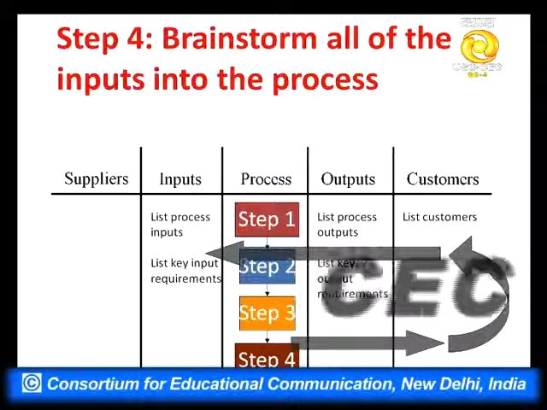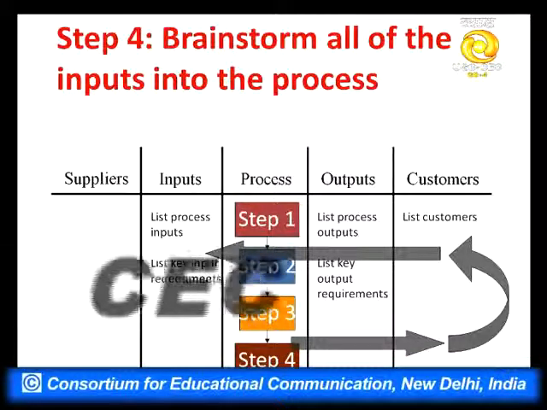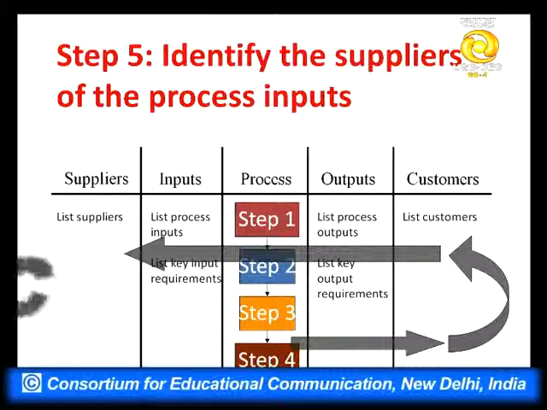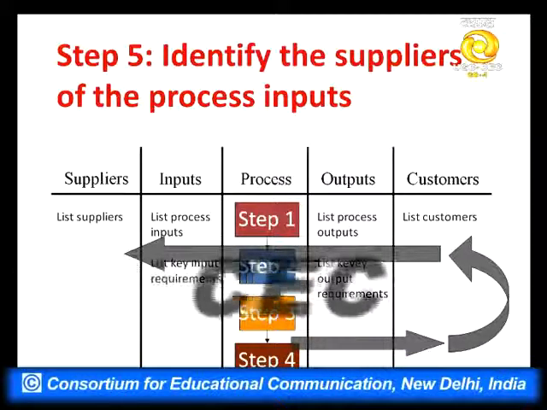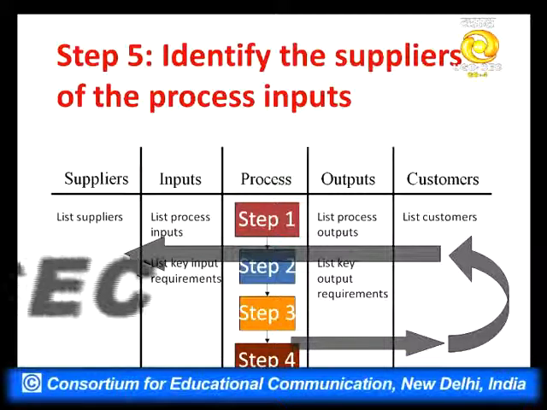And then we will go back to inputs, list process inputs, what sort of inputs are to be there, and list key input requirements, and finally list suppliers. And this completes the SIPOC diagram. This is an exercise for the viewers. They have to go back to their individual organizations, take up a process and complete this SIPOC diagram using the steps the way I have told to prepare this diagram.